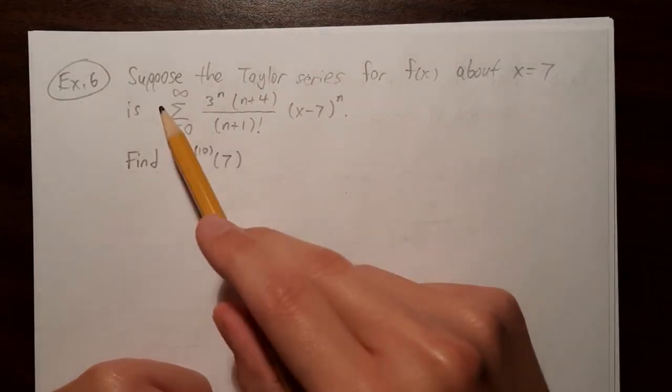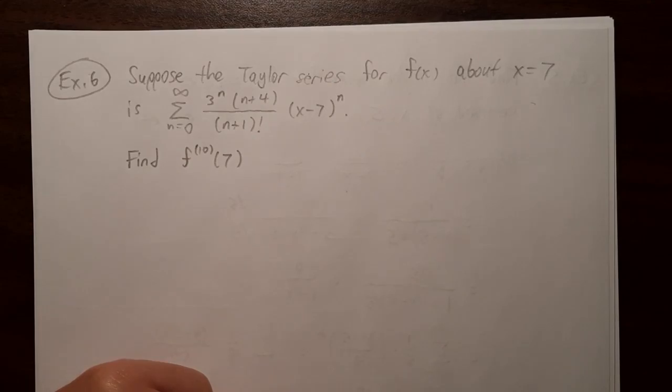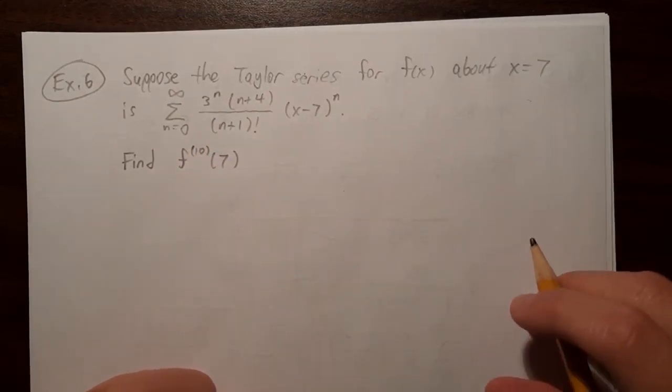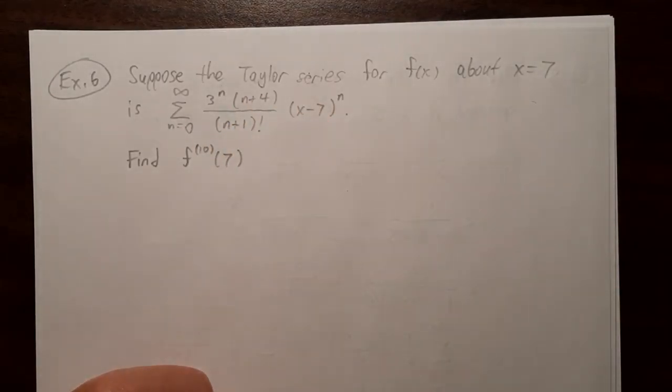All right, so what's the setup here? We have a Taylor series for some function f of x centered about x equals 7, and here it is. Here's the Taylor series. And so the question is, based on this knowledge, what is the 10th derivative of f evaluated at 7?